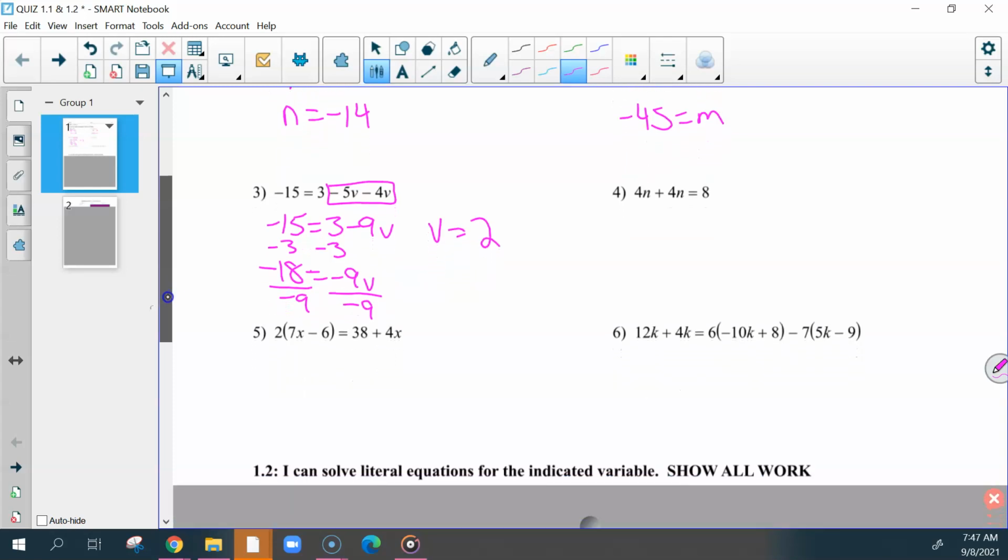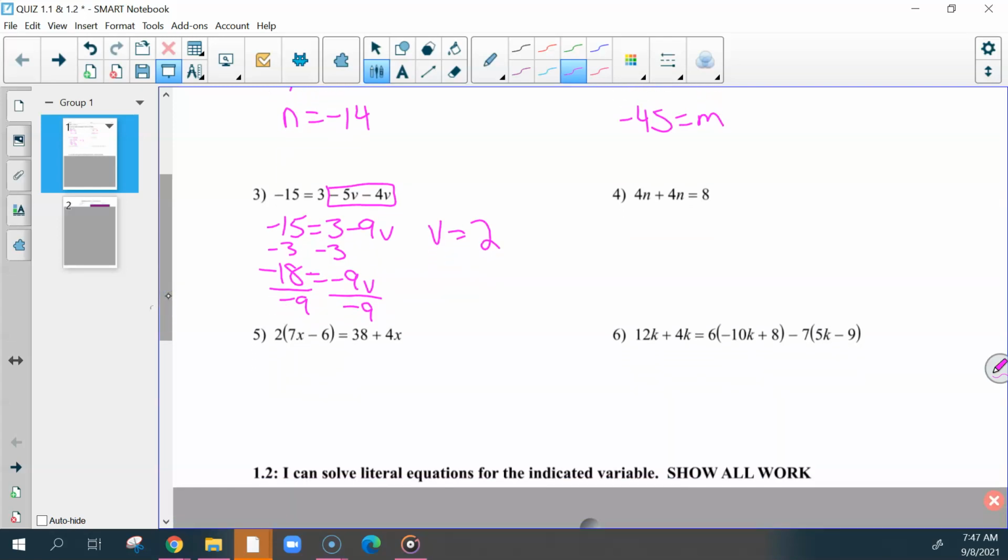Number 4, again, you had like terms on the same side, so just combine those. 4 plus 4 to give you that 8n, and then divide both sides by 8.